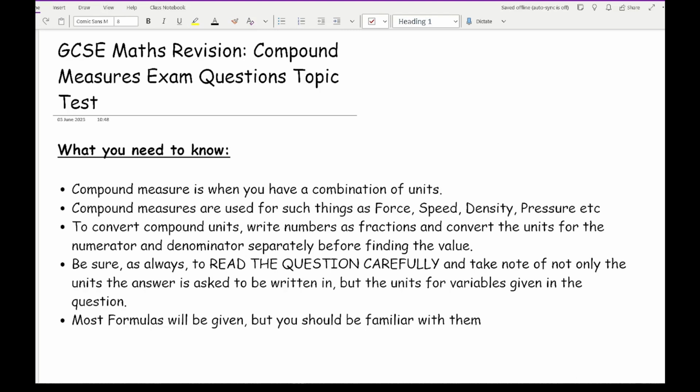Now to convert compound units you need to write numbers as fractions, convert the units for the numerator and the denominator separately before finding its value. Be sure to always read the question carefully and take note of not only the units for the answer but also the units for the variables as well, because sometimes these can be a mixture and you may need to do some converting beforehand. And also most formulas will be given, but you should be familiar with them.